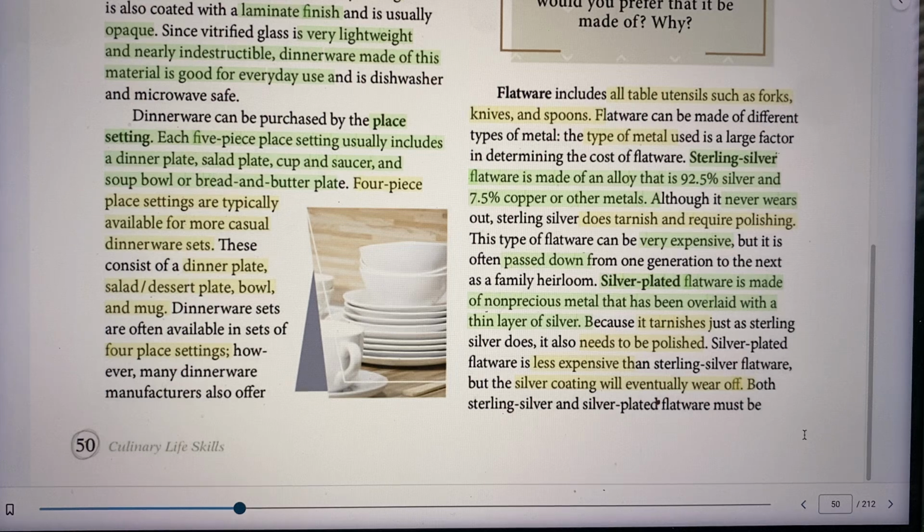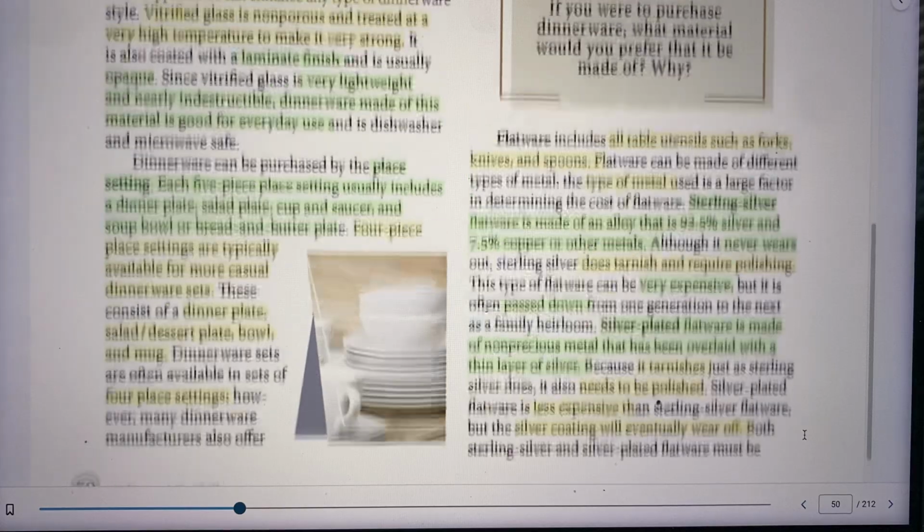A 4-piece setting is usually for more casual situations. It consists of the dinner plate, a salad and dessert plate, a bowl and a mug. So a little bit more casual. Most dinnerware comes in sets of 4 place settings, unless you're going to have formal china or something.